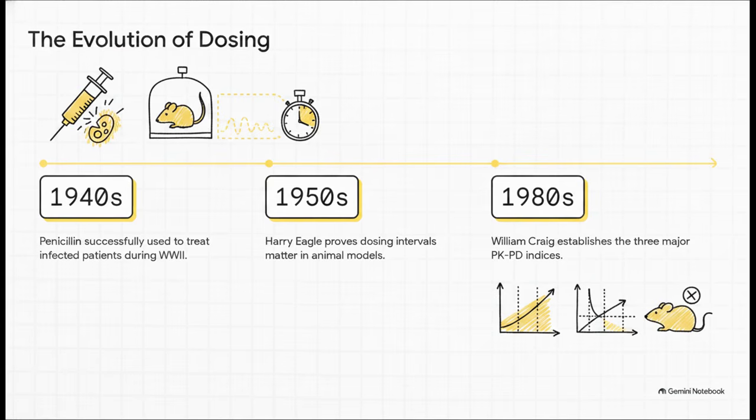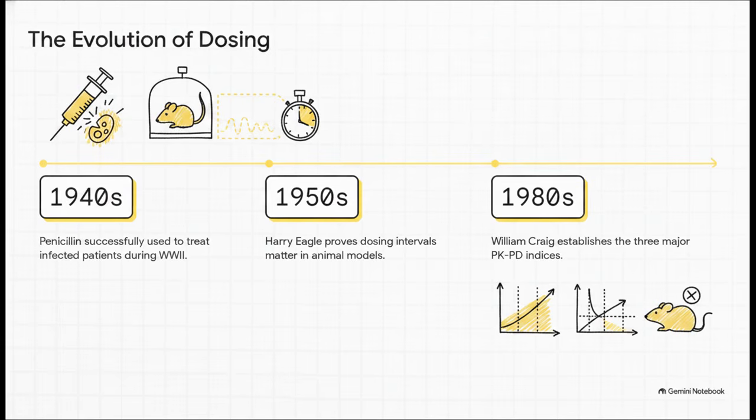His timeline shows a really brilliant scientific journey. Right after penicillin was deployed in World War II, a visionary scientist named Harry Eagle began experimenting with animal models in the 50s. He realized, hey, it's not just the total daily dose that matters. The interval between doses is huge, even suggesting continuous IV drips might be better.